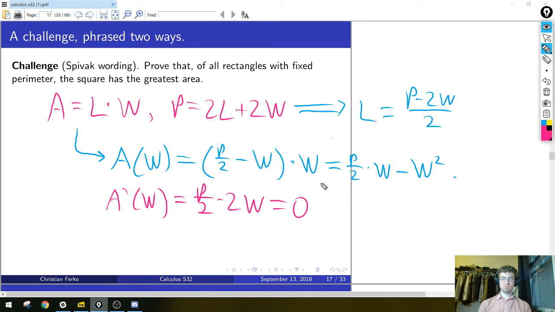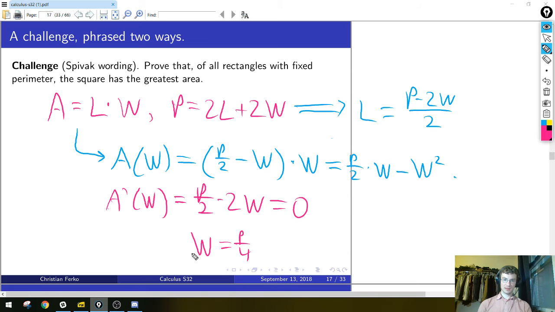We can go through algebraically. We can move the p over 2 to the right side and see that negative 2w equals negative p over 2. And then divide each side by negative 2. Okay, so that gives what? w equals minus p over 2 over minus 2. Minus is cancelled, so it's what? p over 4? Is that right?